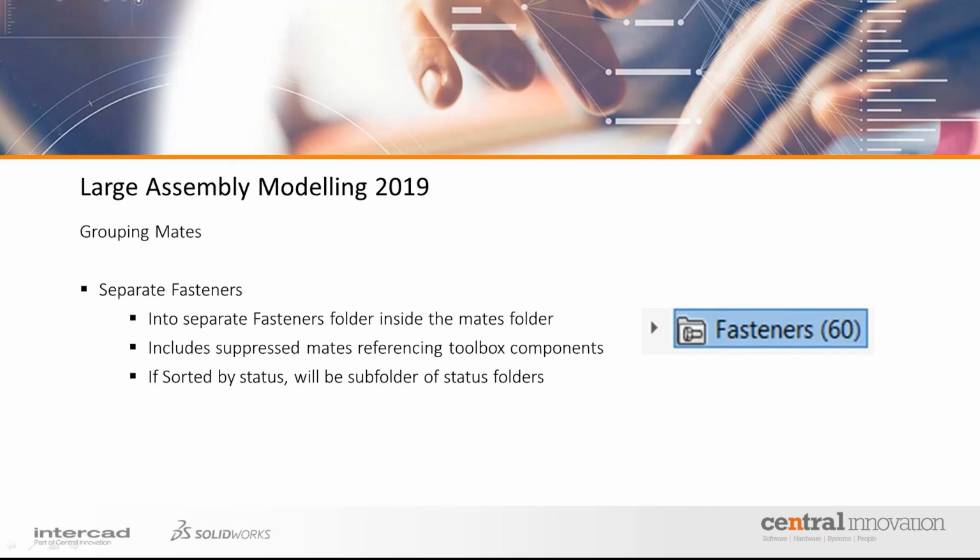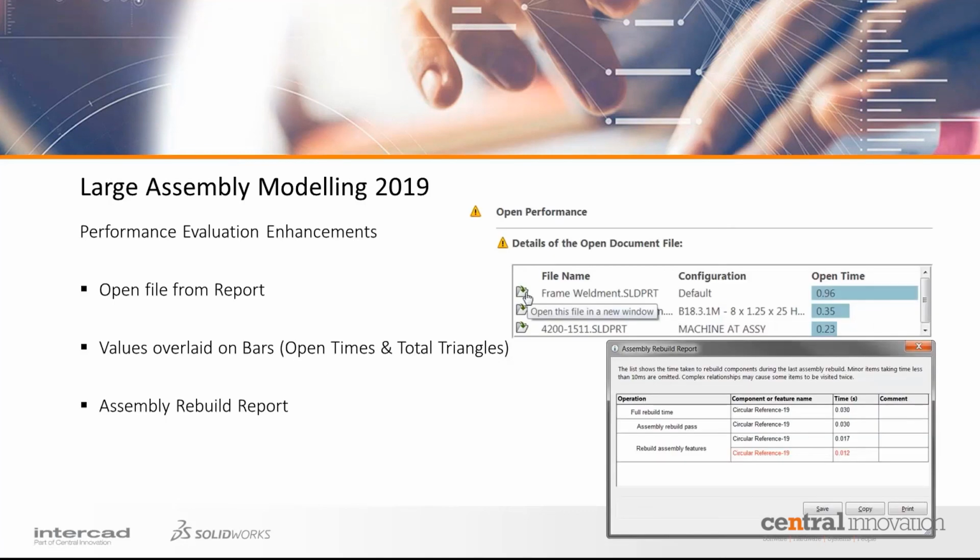So just rounding it off with the performance evaluation tool improvements for 2019. There's only a few of them because, as I said, most of the changes have been made in 2018. One of the key ones, though, is that the open file from report option is available. So when we look at that report there at the top of the screen, there are now some open folders shown alongside, and we can click on those to actually open the file directly from inside the performance evaluation tool.